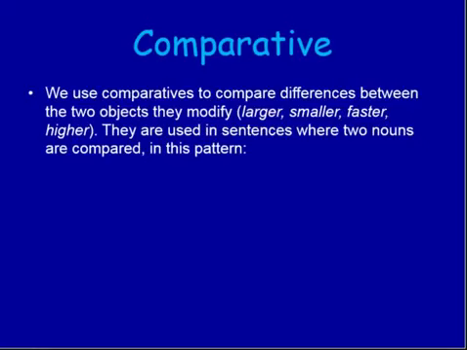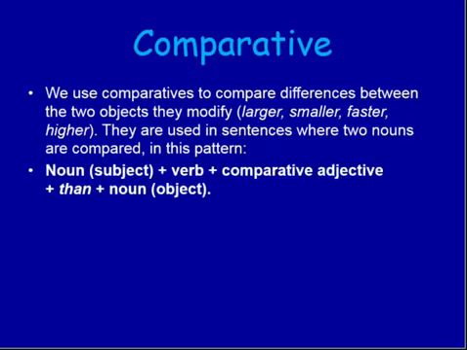With the comparative degree, we use the comparative to compare the difference between two objects. They are modified: larger, smaller, faster, higher. They are used in a sentence where two nouns are compared. When a sentence compares two persons, then we have to use the comparative degree.